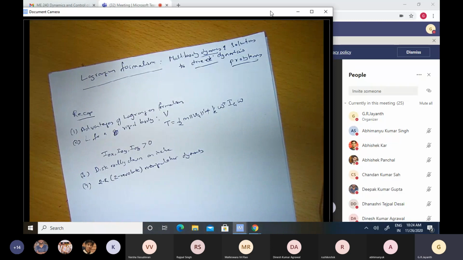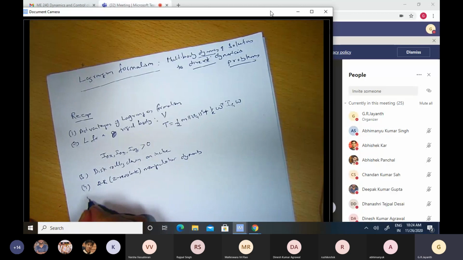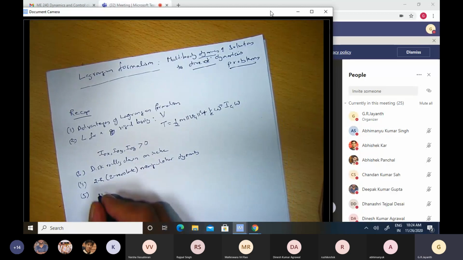So then, having tasted the success of obtaining the full dynamics of a multi-body system, albeit a relatively simple one, namely the 2R manipulator, we went about the ambitious task of obtaining the dynamics of a general multi-body system. So we got started with that. So multi-body dynamics.